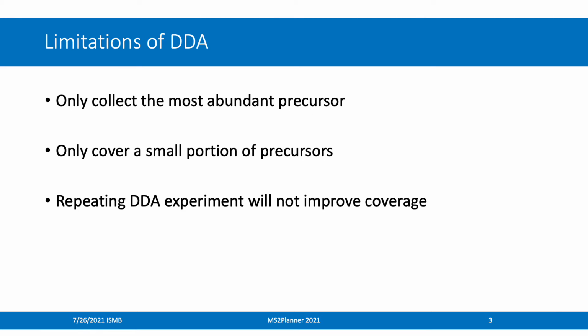And for the task of identification of small molecules, DDA can only collect the most abundant precursors and can only cover a small portion of the precursors. Even for those that are well above the detection limit of the mass spectrometer, if their abundance is not higher than their competitor precursors, DDA will not detect them for further fragmentation. Another problem for DDA is that even if you repeat the DDA experiment on the same sample multiple times, DDA still always collects the most abundant precursors and never improves the coverage.